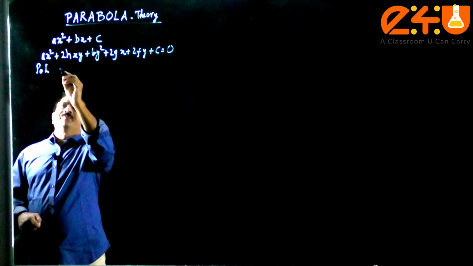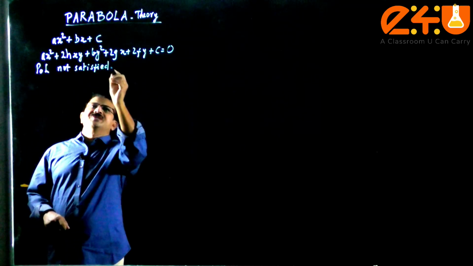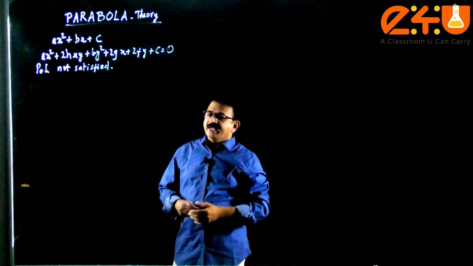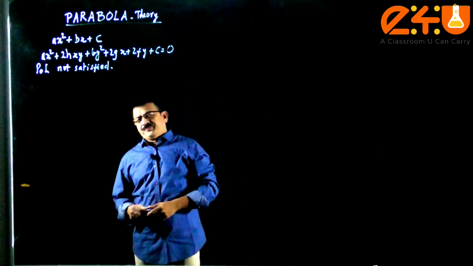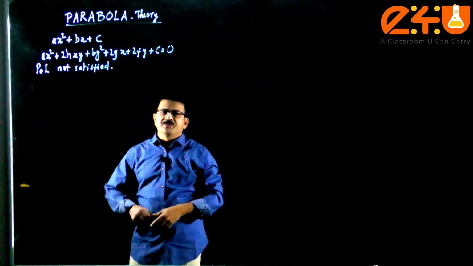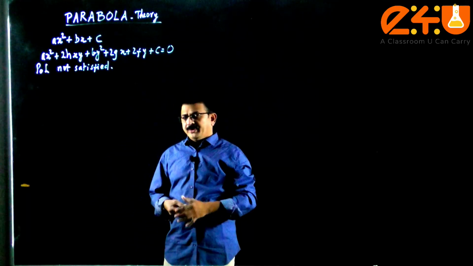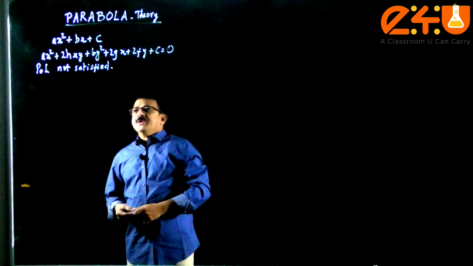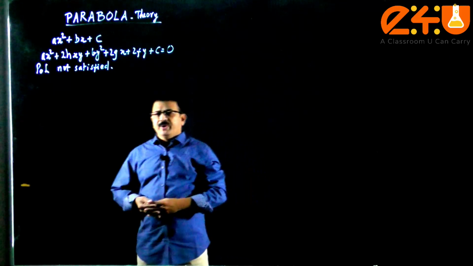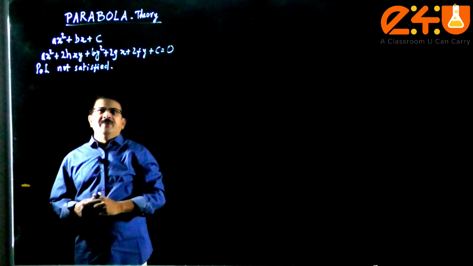Pair of lines, I am simply writing here pair of lines not satisfied. I want students to understand what pair of lines not satisfied means. If this equation represents pair of lines, then you know the condition abc plus 2fgh minus af square minus bg square minus ch square is equal to 0, the criterion that represents pair of lines. So, not satisfied means abc plus 2fgh minus af square minus bg square minus ch square should not be 0, that is POL not satisfied.